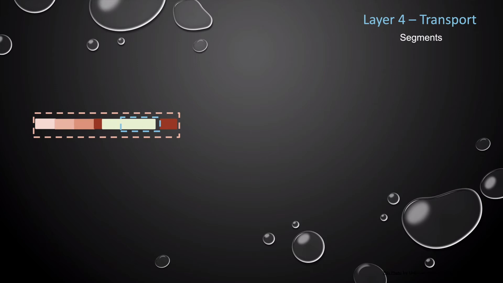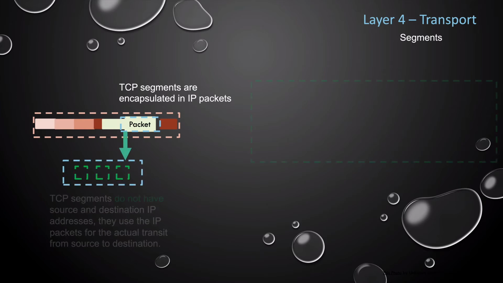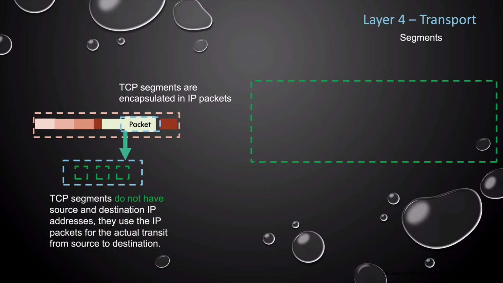TCP introduces segments, which is another container for your data, just like packets for Layer 3 and frames for Layer 2. Segments are specific to TCP in Layer 4. Segments are actually contained and encapsulated within the IP packets. Segments do not have a source and destination IP address because they use the IP packet source and destination IP addresses. TCP segments add additional capabilities to the IP packets.